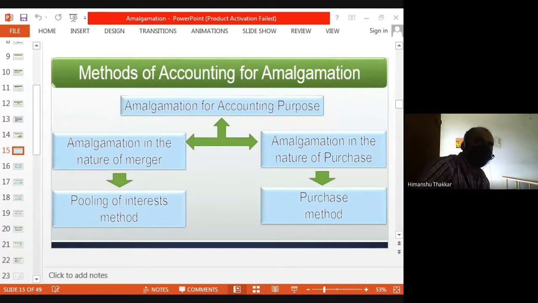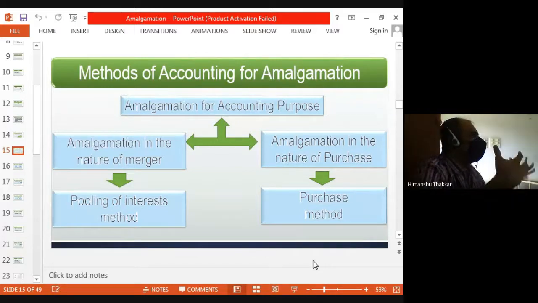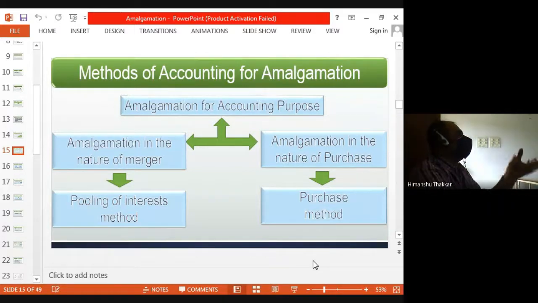You are just going to, as the name of the method says, pool together. You don't have to get confused at any point in the merger method. The method itself says pooling of interest. You are just pooling it together, putting it together. That's it. For purchase, you have to use the purchase method. There are some changes to it. We'll come to that point.